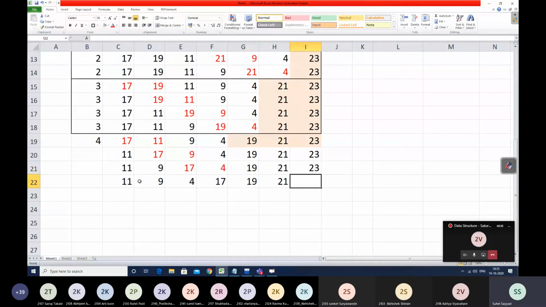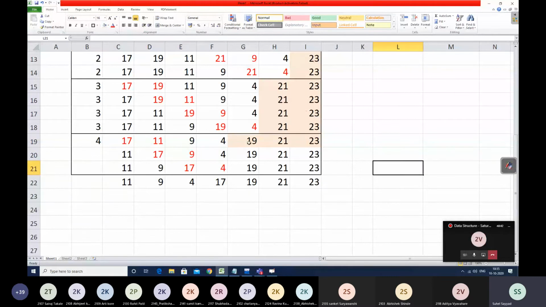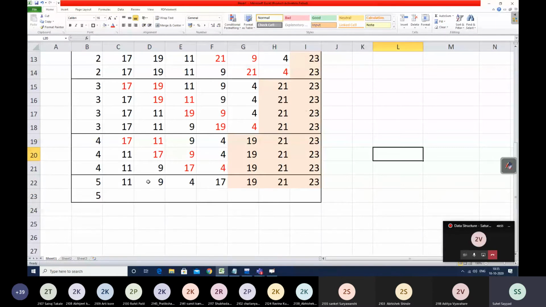So these are my 3 comparisons of 4th iterations. So here my 5th iteration begins. I'll have 2 comparisons for my 5th iteration. So this is my first comparison. This becomes my second comparison, out of which I get my answer.